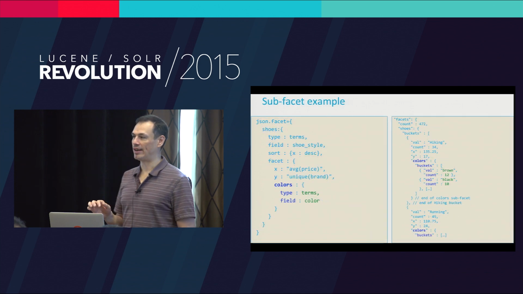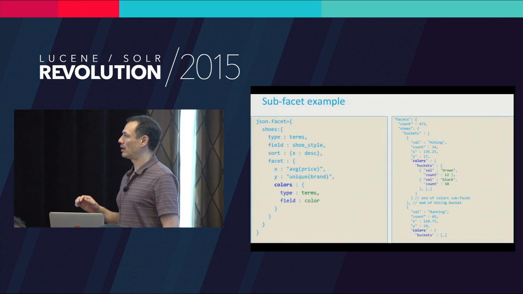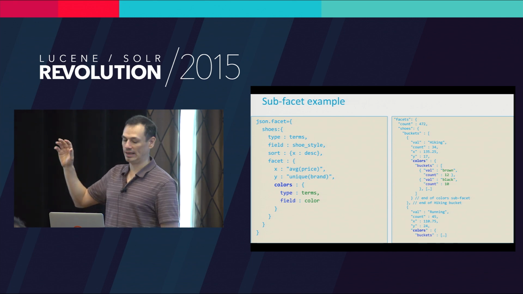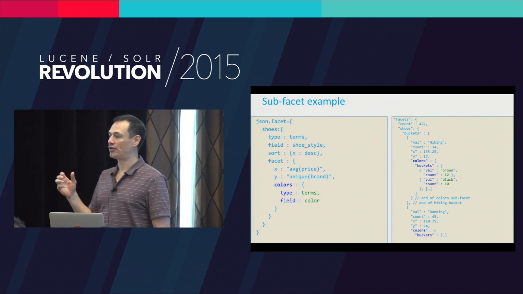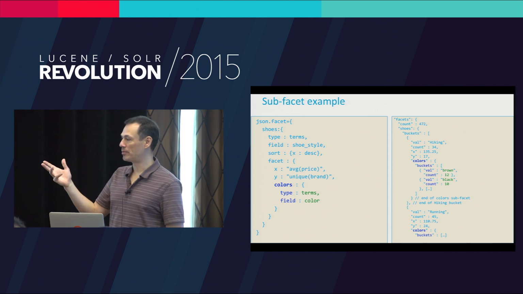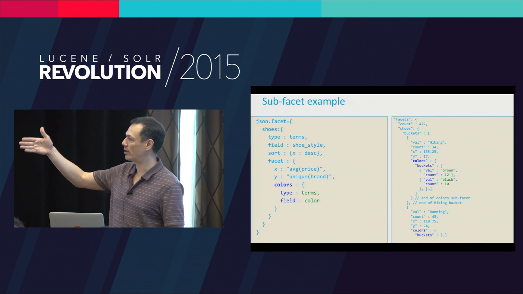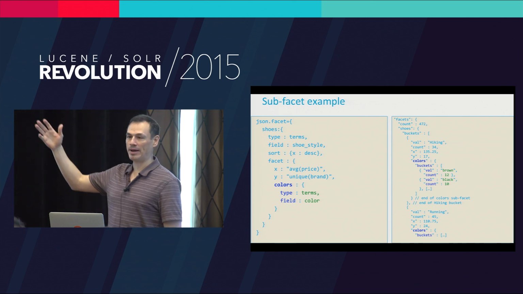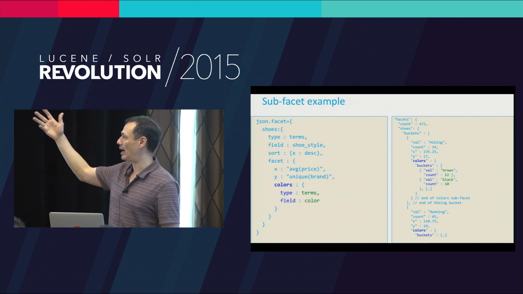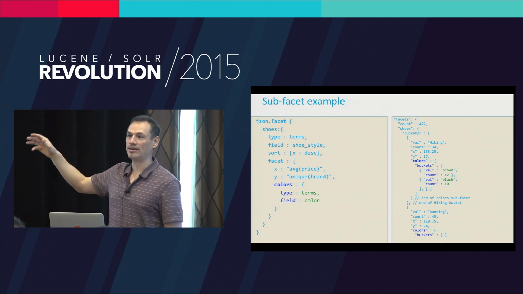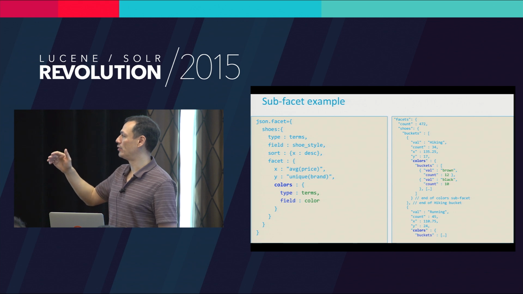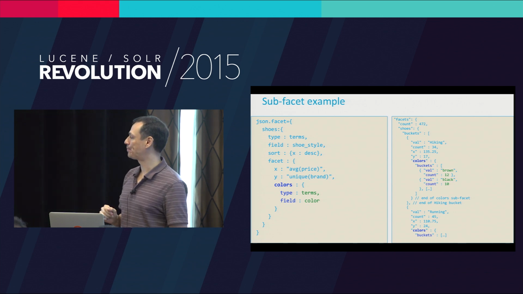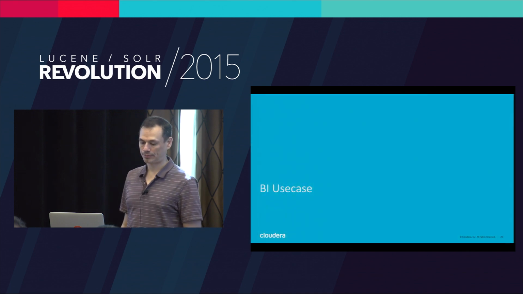For a subfacet example, how that works, I've highlighted just the differences. This is our previous query, except in addition to X and Y, we've also asked for a colors facet, which is a terms facet on the colors field. We just put it right in with our X and Y. Likewise, in the response, for each facet bucket, we get back our X and our Y and the colors facet, which has its own bucket list. And since we didn't ask for anything else, we just get back the count along with the bucket value.